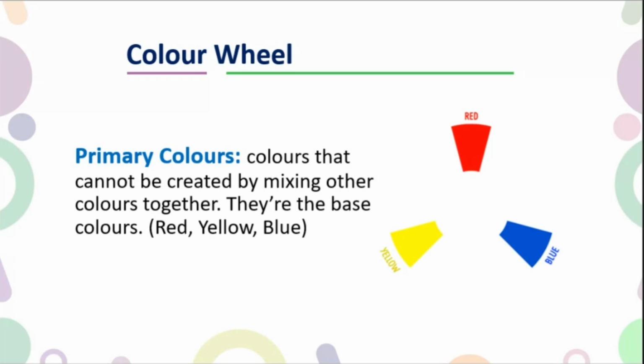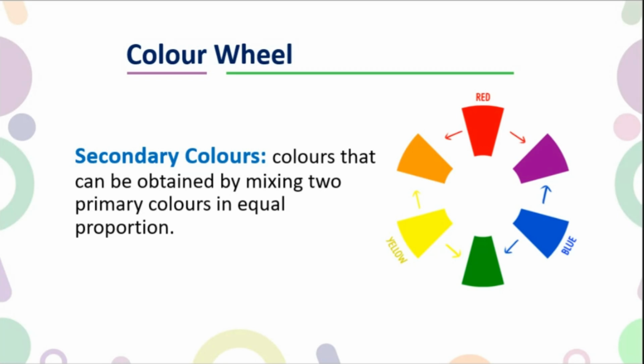Then we look at secondary colors. They are also the colors that you can obtain by mixing two primary colors in equal proportion. So if you take red, let's say a half of red and a half of blue, when you mix it, the outcome you get is what we term as what? A secondary color. So you can mix two primary colors to get all the secondary colors.